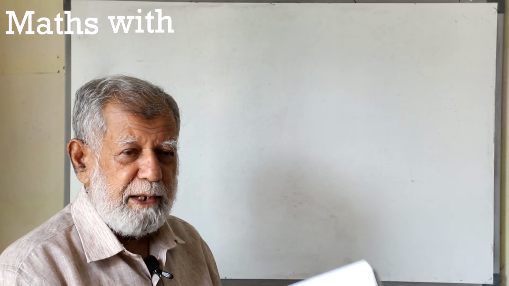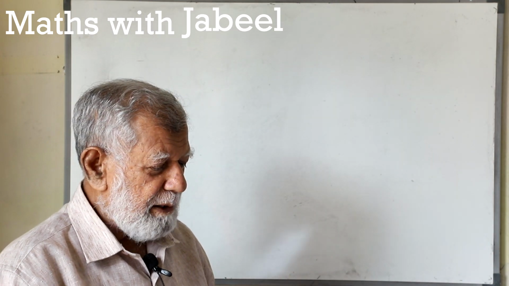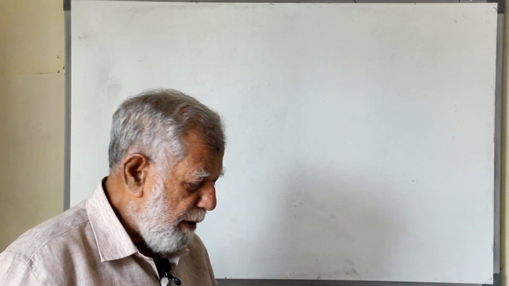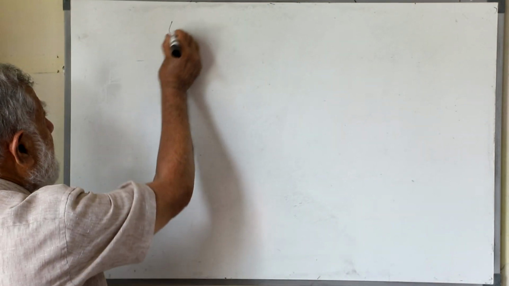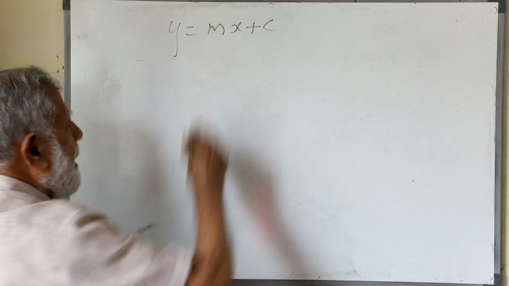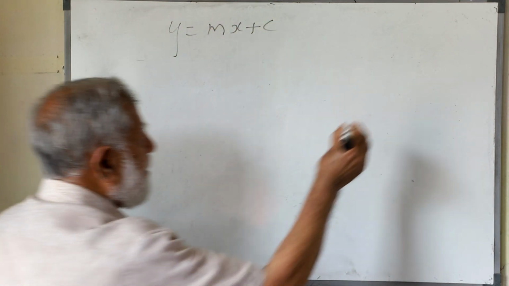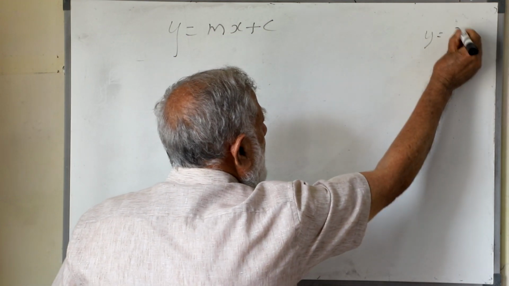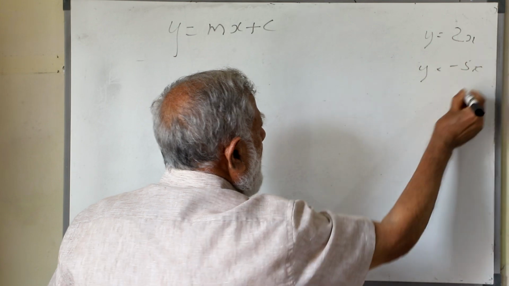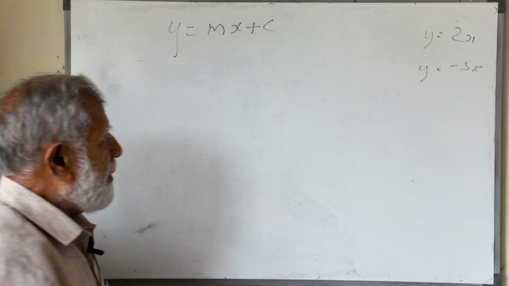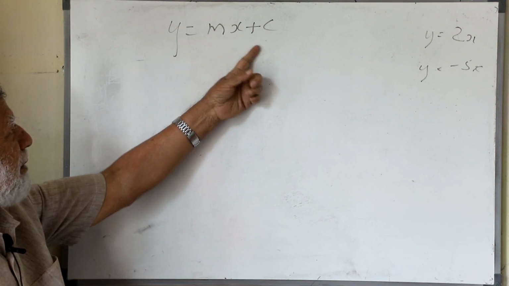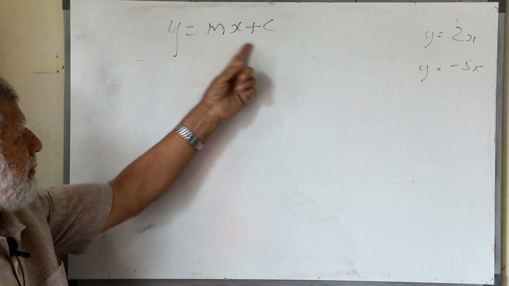We are studying graphs, as you know. In our last lesson, I can remember we studied graphs of the form y is equal to mx plus c. Earlier we studied graphs of y is equal to 2x, y is equal to minus 5x, and so on, with positive and negative numbers. Now we studied graphs of y is equal to mx plus c. This is the equation for that.